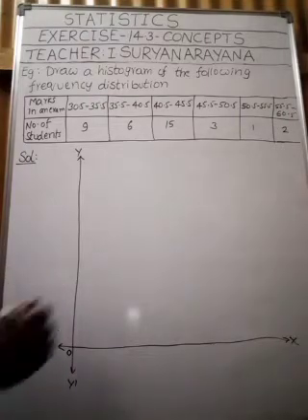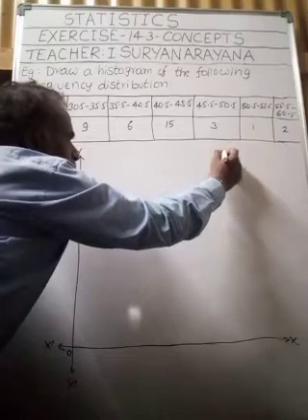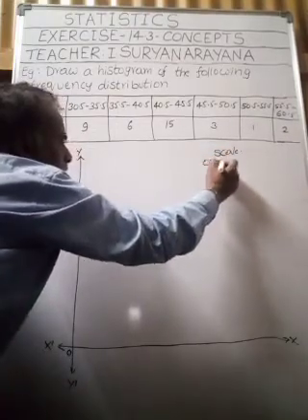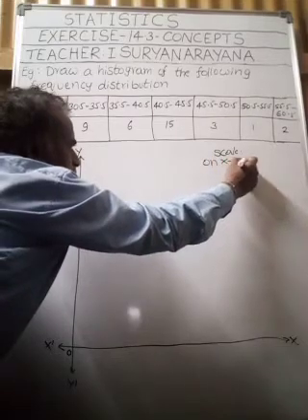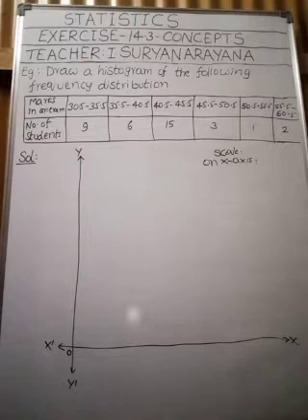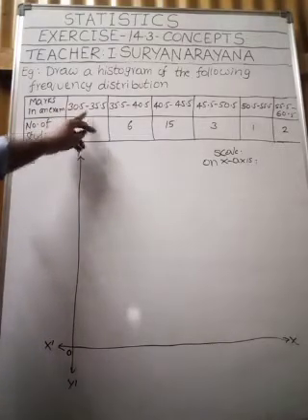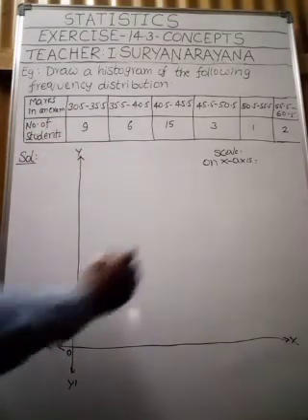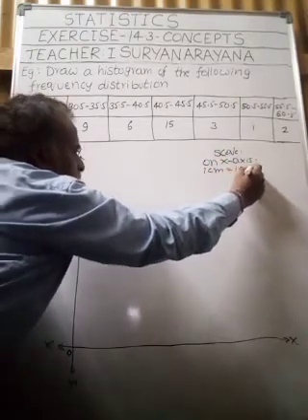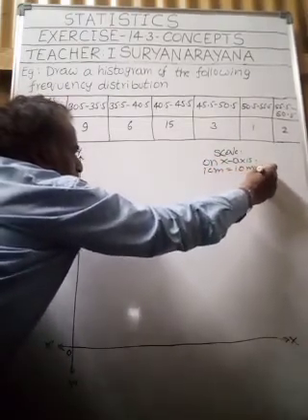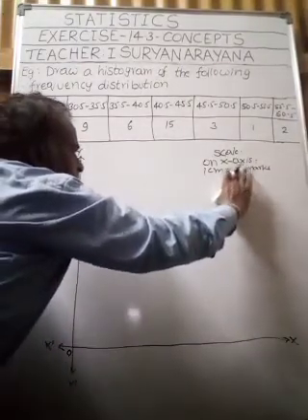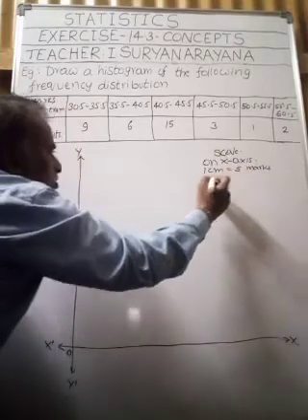Okay, my children. After taking the horizontal and vertical lines we have drawn coordinate axes, we have to choose a scale on x-axis. On x-axis, 1 centimeter is equal to 10 marks. Okay, my children. Sorry, 5 marks. 1 centimeter is equal to 5 marks.